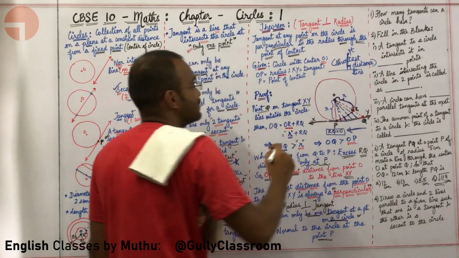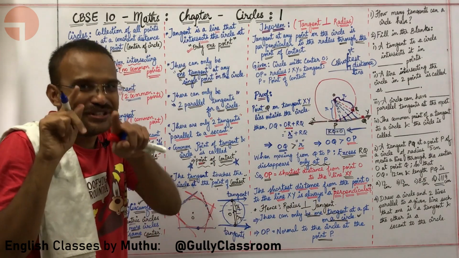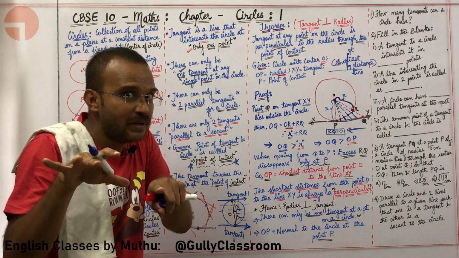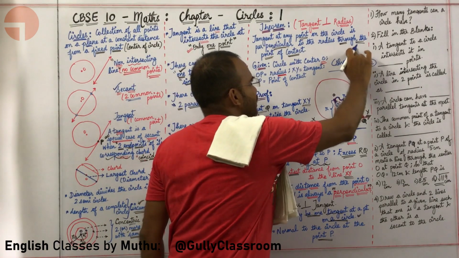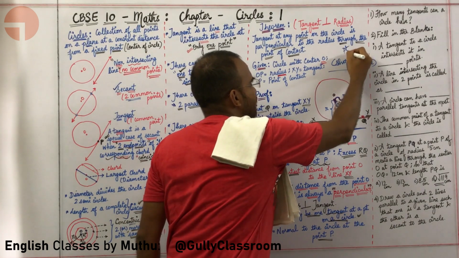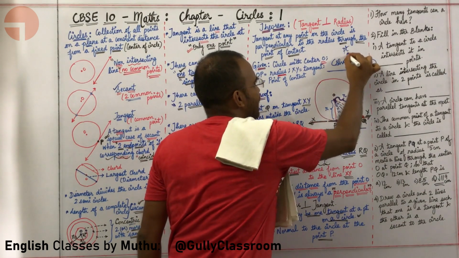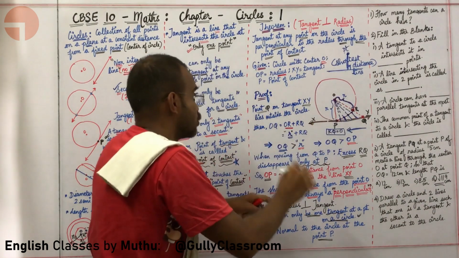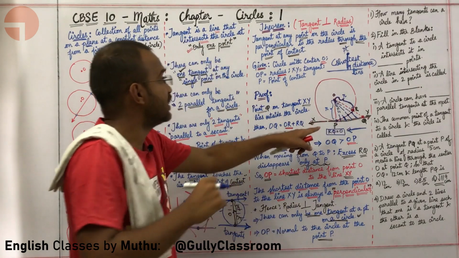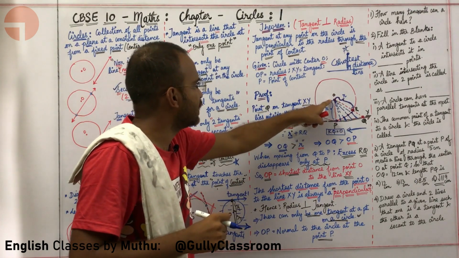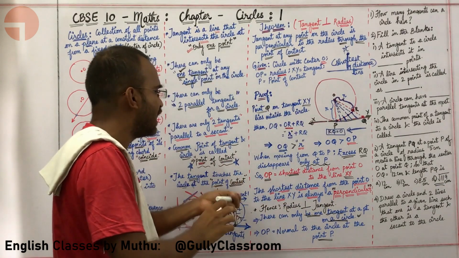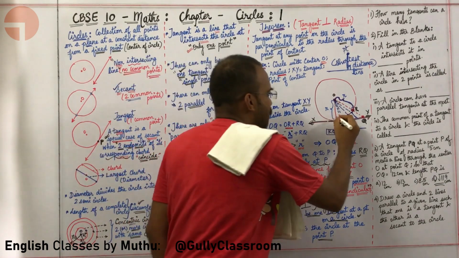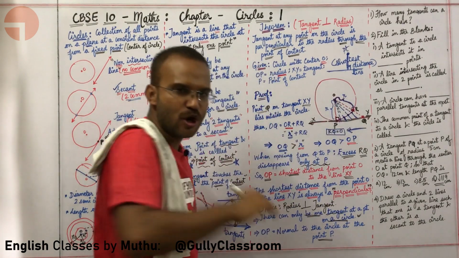Where did you study this, Tango? I studied it in 9th. Very good. Do you remember this particular theorem? The shortest distance between this particular point and this particular line is nothing but a perpendicular. So, if OP is the shortest distance between this point and this line, it has to be a perpendicular, and hence proved.